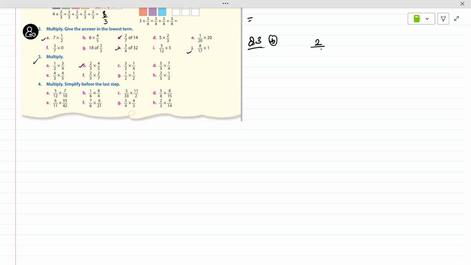Now what we are doing is we are multiplying the fraction with another fraction. This cannot be reduced further. This cannot be reduced further. Across, 2 and 5 do not have a common factor. 3 and 4 do not have a common factor. So what we are going to do? Multiply them straight away. Numerator with numerator, denominator with denominator. So the answer will be 8 by 15. And when you see this fraction, we do not have any common factor. Okay, so this is done.